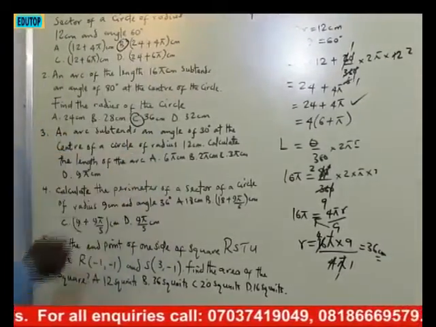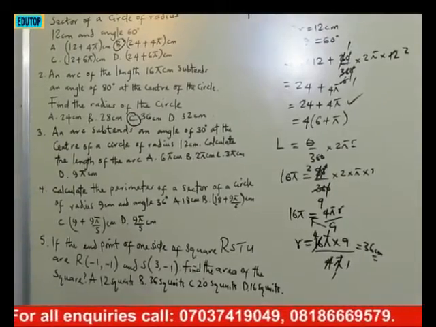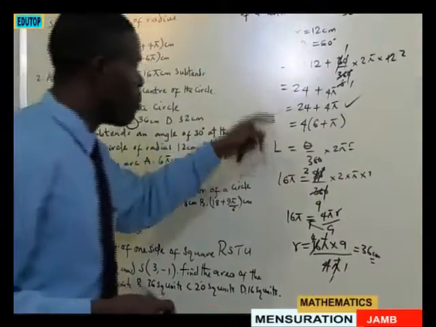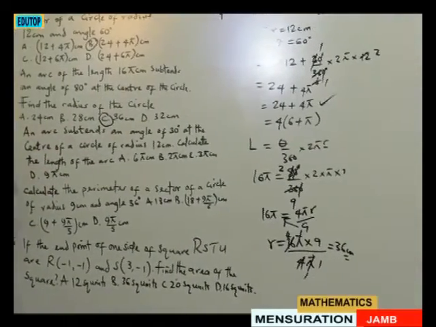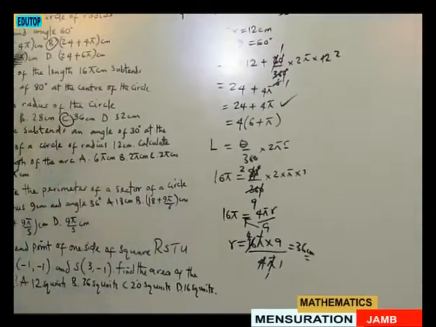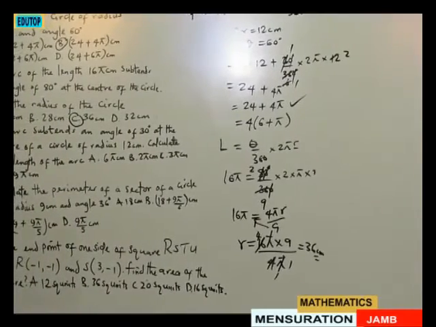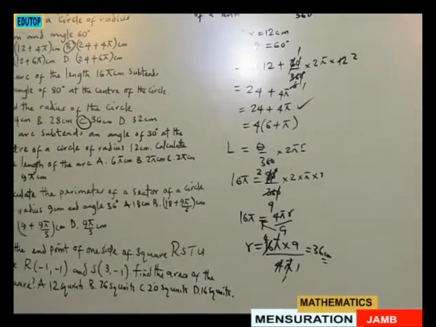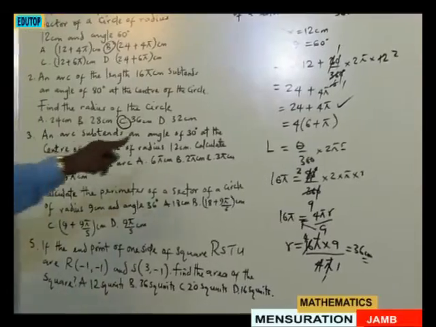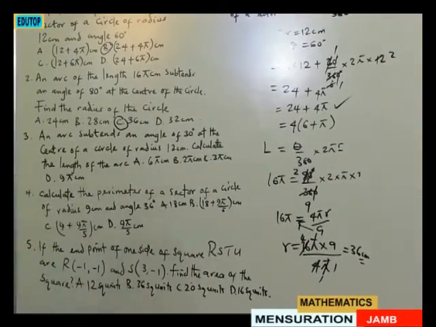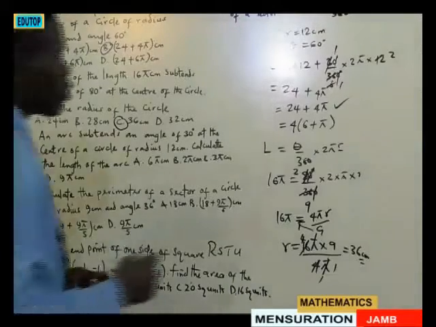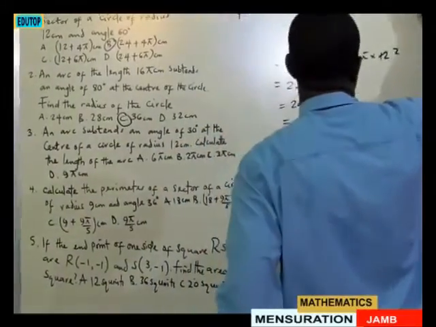You can see that it is the formula that is helping us to figure out our answers. That is why formulae are very important as far as this aspect of mathematics is concerned. Then let's see question 3: an arc subtends an angle of 30 degrees at the center of a circle of radius 12 centimeters. Calculate the length of the arc. It's the same thing. They are just repeating questions with different figures.